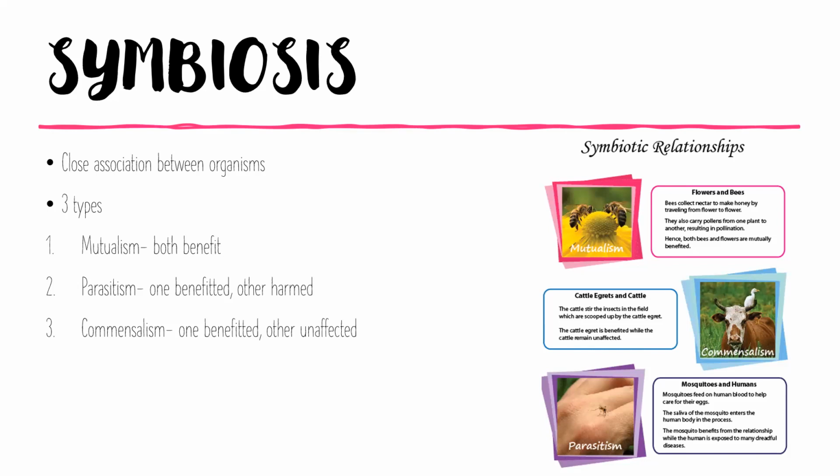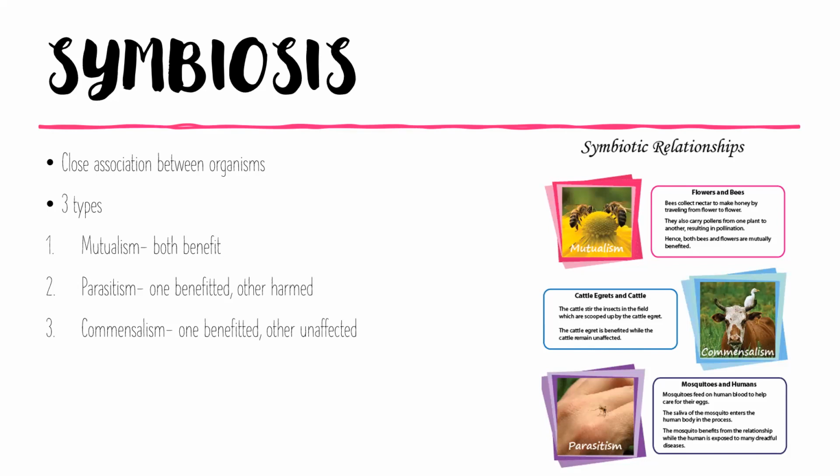Now, of course, when we're studying organisms, we're studying different organisms living in the same habitat. They are going to have different relationships with each other. They might be prey and predators to each other. They might be mutually benefiting from each other. They might be supporting each other in different ways. So there are three types of symbiosis.